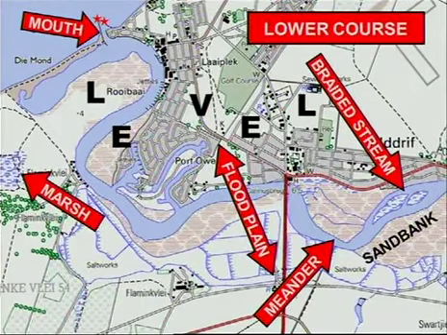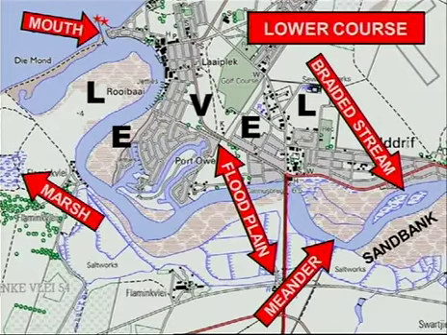Okay, have a look at your lower course. If you look at your lower course, the first thing you notice here is there are no contours, right? This means this whole area is level, as I've written here, right across the map. So this area is very level. The mouth of the river, have a look at that. There's the sea, it's the mouth.